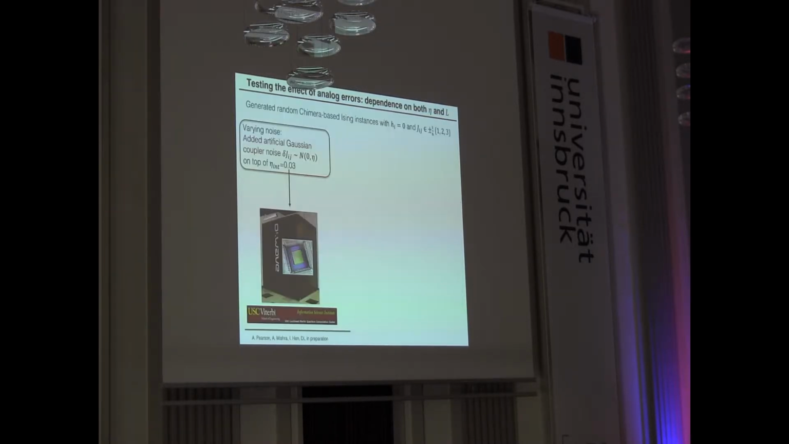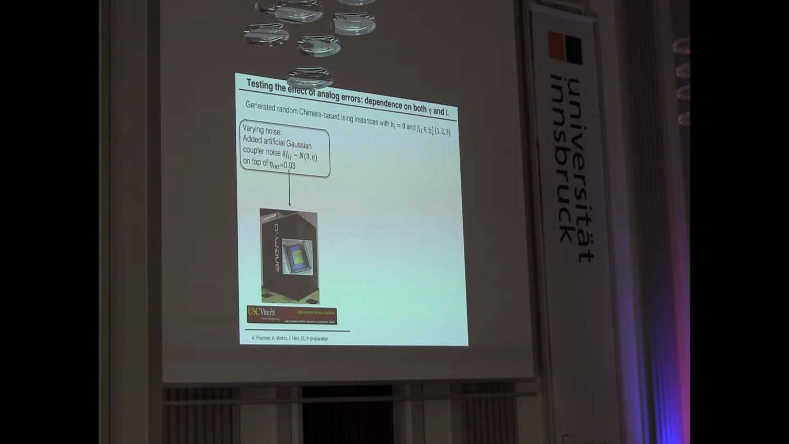Okay, so we decided to test this on randomizing problems. Consider randomizing problems with zero local field, and Jij is chosen from this set. Rather than just rely on the intrinsic control noise, which for the D-Wave 2X at USC has standard deviation of 3%, we decided to add artificial coupler noise. Basically, instead of sending the desired Hamiltonian, we deliberately added delta J's to the Hamiltonian that we programmed.